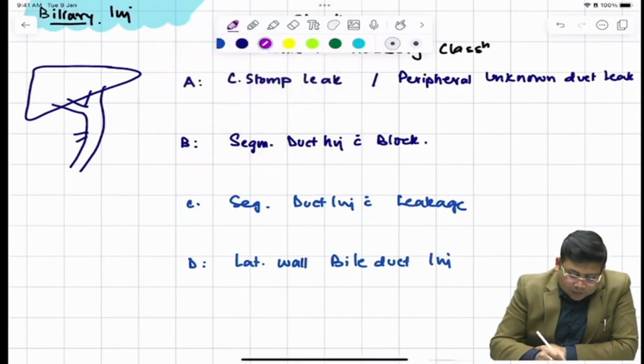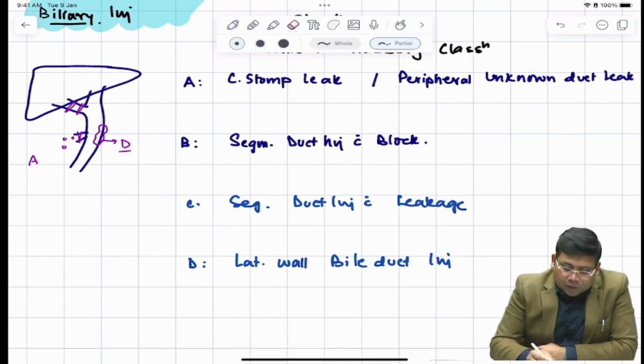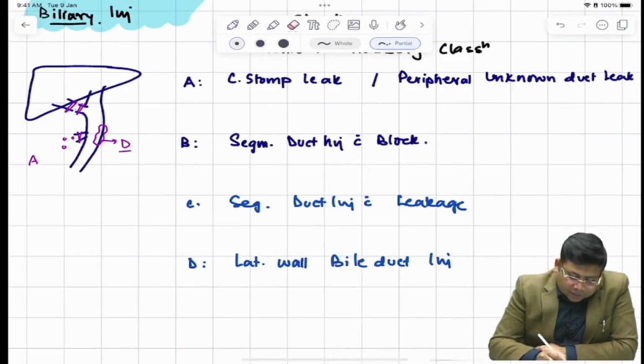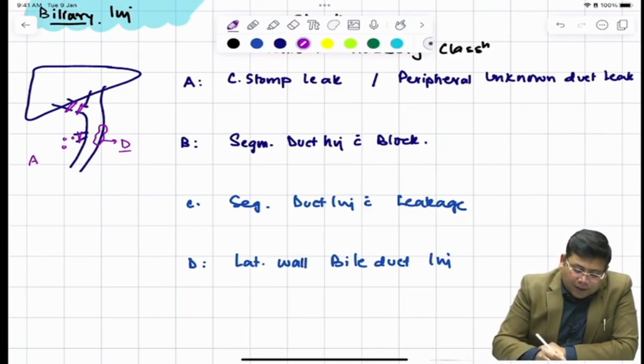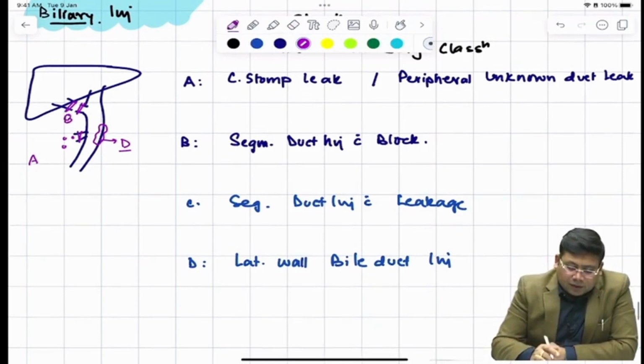So you have put the clips. So if there is a leak from this, it will be known as A. If there is a damage to the lateral wall of the biliary tree, that is known as D. Suppose you have ligated the right duct only, and divided it in between, so you have clipped and divided, so injury is there, but there is no bile leak, that is known as type B. So it is ligation with injury.